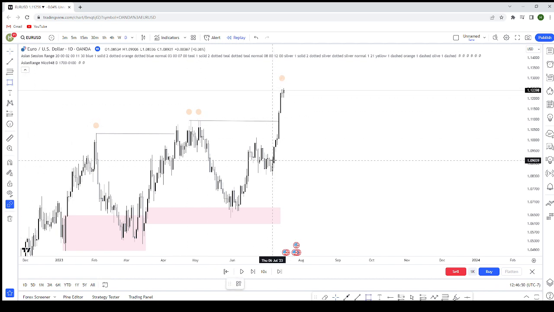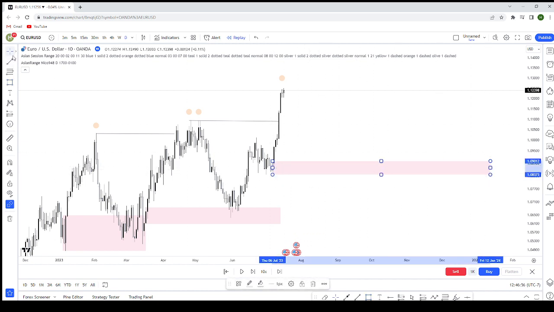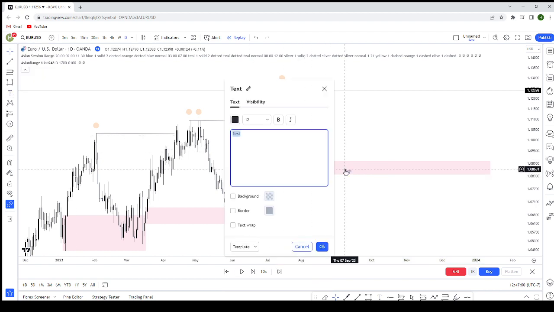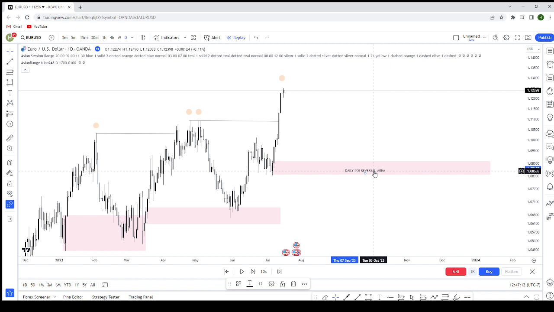So what we want to do then is mark off this imbalance, and we're not going to place a limit or anything, but we just want to have this in the back of our minds as a possible reversal area. So daily POI reversal area. We just want to keep this in mind for us.